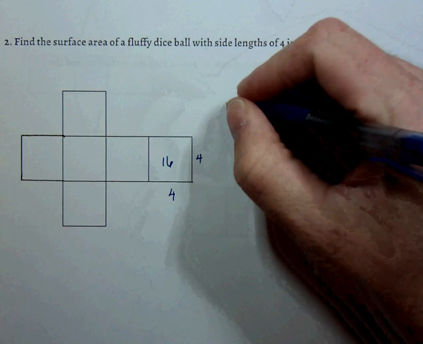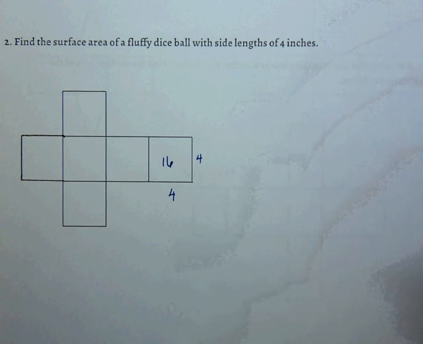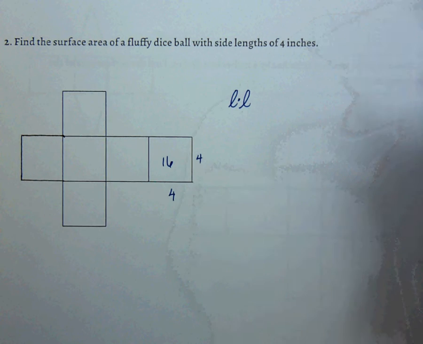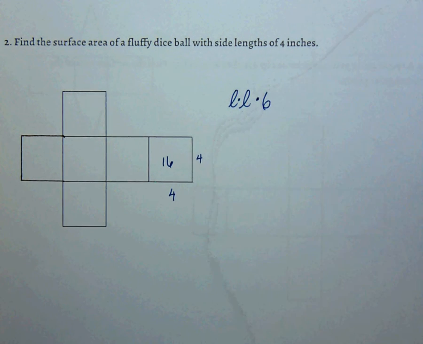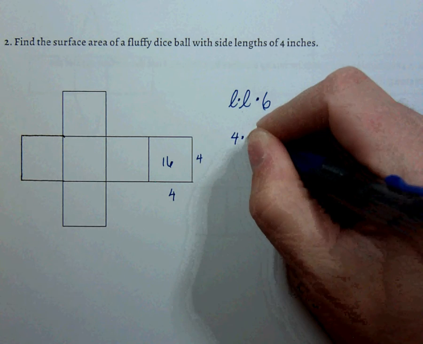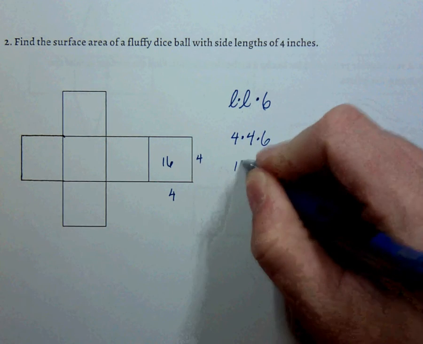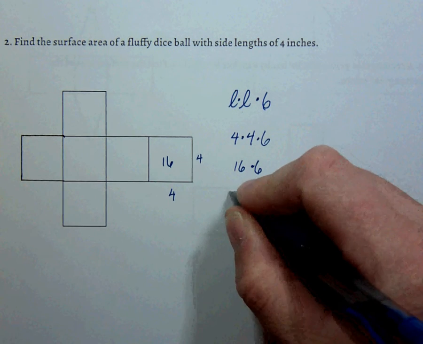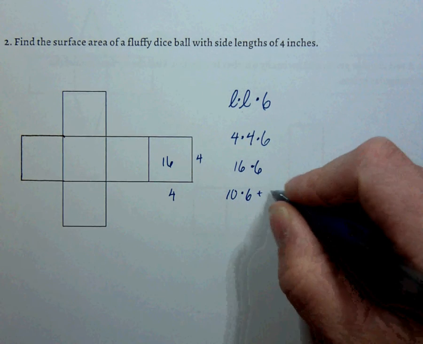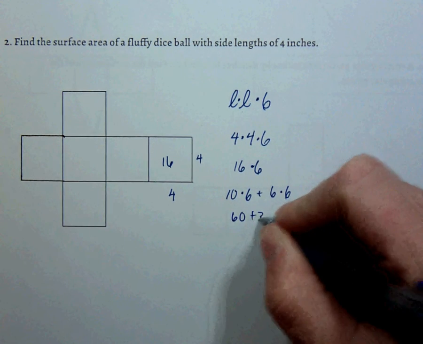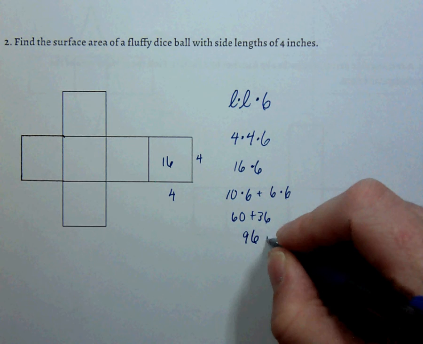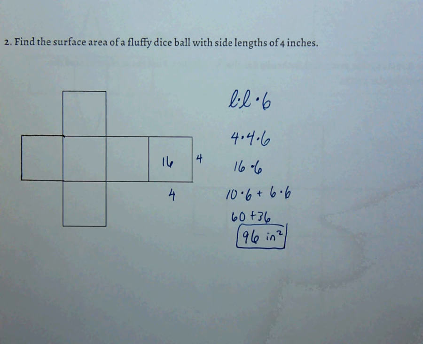Basically, to find the surface area of a cube, you say the side length, so I'm going to say L times the side length, because that's both of them, times 6. So it's going to be 4 times 4, which is 16, times 6. 16 times 6 is 10 times 6 plus 6 times 6. 60 plus 36 is 96. This is 96 inches squared. That's the second cube. Cubes are our friends. Cubes are pretty simple.